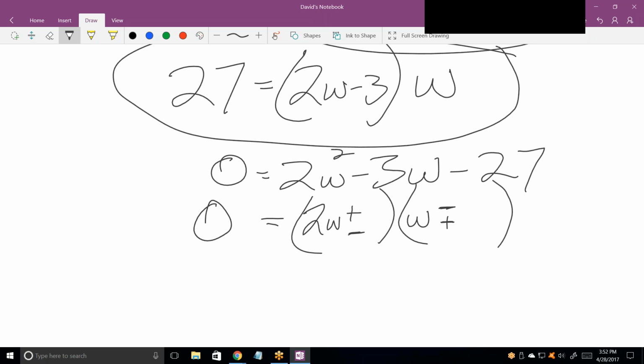Now, the next step is factors of 27. That's all I know. I can't say they have to subtract to 3. I can't say they have to add to 3. Because all I know is I'm going to need factors of 27. Well, there's only 2. 3 and 9. That's it. Those are the only two sets of factors.